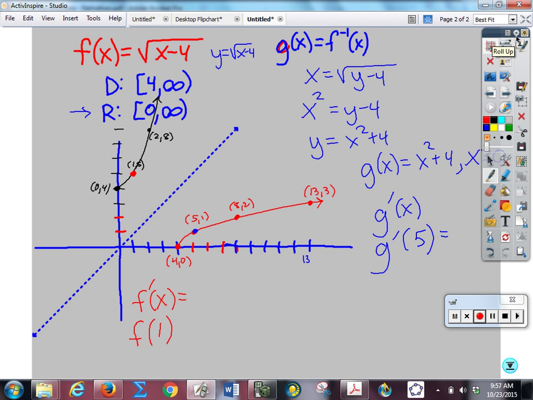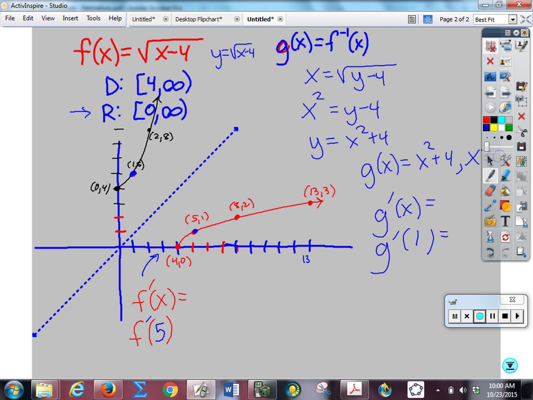No. Yes, I switched. I just had this one by this one, but remember this one is f of x. So I want to find f prime of 5, because this is the one that goes to this one. And I want to find g prime of 1, because that's the one that goes with this one.